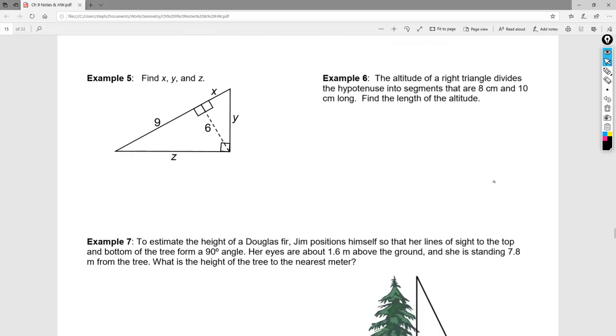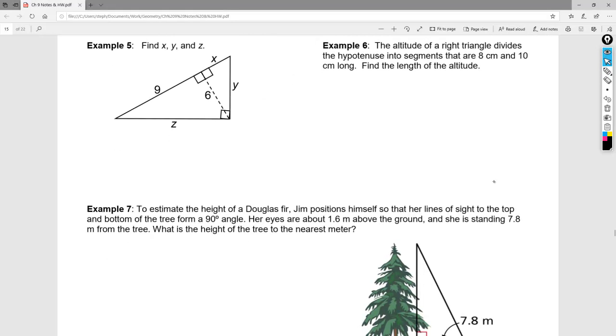All right, next few examples here. This time they give us a triangle and they want us to find 3 variables. The first thing that we really need, considering I have 2 legs here, is the length of the hypotenuse. In order to do that, I need to find x first. So let's solve for x.